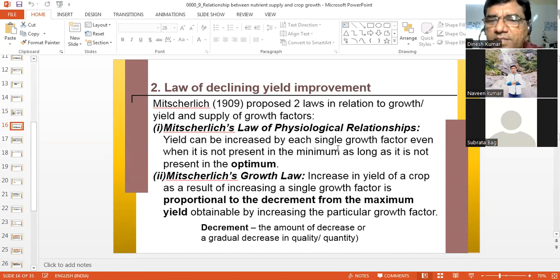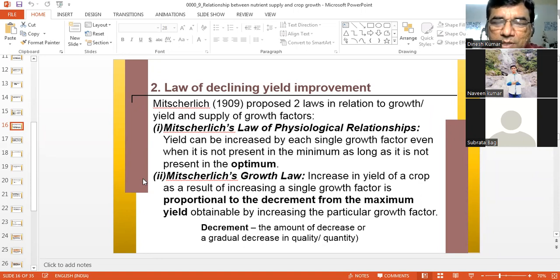Yield can be increased by each single growth factor, even when it is not present in the minimum, as long as it is not present in the optimum. So actually, he said yield can be increased when you increase the level of nutrient beyond the minimum, and there must be some limit beyond which you cannot increase the yield, and that limit is the optimum level. So he talked about the optimum level. However, Liebig did not talk about the optimum level. He said you go on increasing the level of one input and the yield will increase linearly.